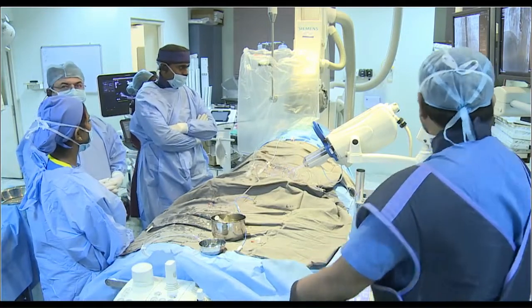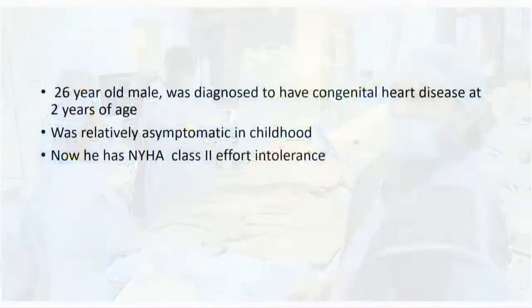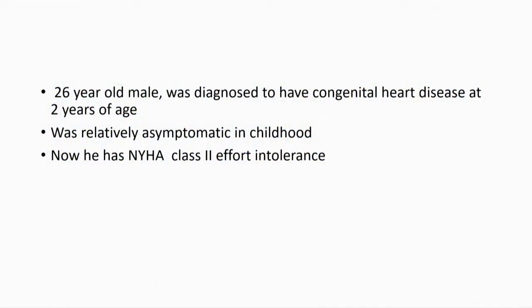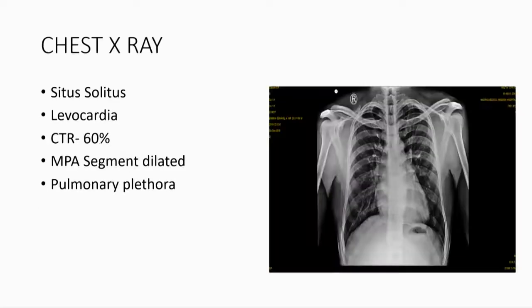A 26-year-old male was diagnosed to have congenital heart disease at 2 years of age, and was relatively asymptomatic in childhood. Now he has NYHA class 2 exertional intolerance. On examination, weight is 57.7 kg, pulse rate is 80 per minute, blood pressure is 130 by 80 millimeter of mercury, saturation 99%. Apex is in the left 6th intercostal space in the mid-clavicular line, S1, S2 normal, LV S3 present, grade 5 by 6 pansystolic murmur in the left lower sternal border.